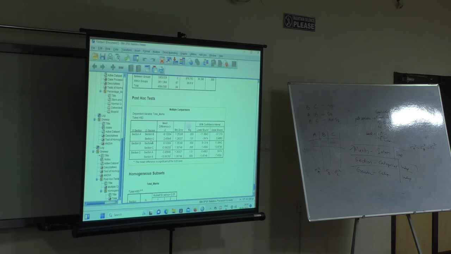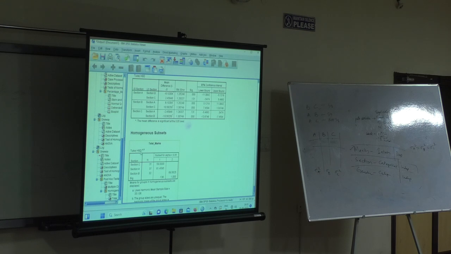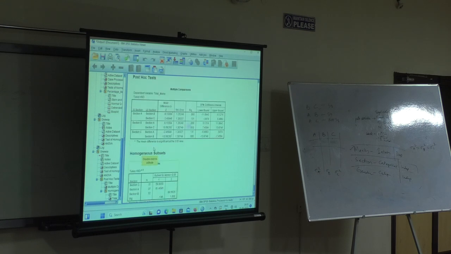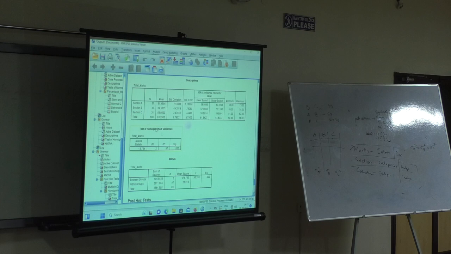What did we use? We have used Tukey's test. Tukey's test is also called highly significant difference. Okay, so we have used Tukey. Tukey's HSD, highly significant difference. Okay, so this is the result of Tukey. Now see here. A and C are the same. Okay, that means what? We'll see the means.